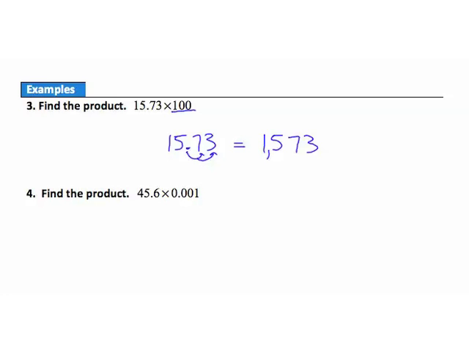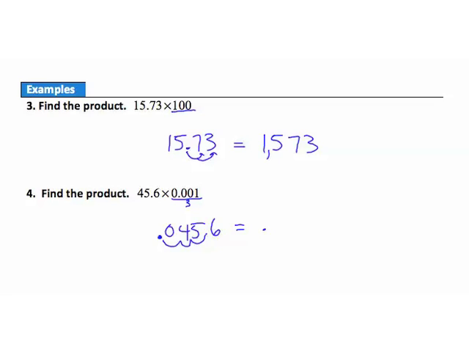Example 4. Find the product of these two numbers. Well, here I'm multiplying by a power of 10 that is smaller than 1. So this is going to make our answer smaller than the original number we started with. So I start out with this 45.6. Well, let's look how many digits are behind the decimal in this power of 10. Looks like there are 3 digits behind that decimal. That means I need to move this decimal place in my answer 3 digits to the left to make this number smaller. So I go 1, 2, 3, which means I'm going to have to add a 0.